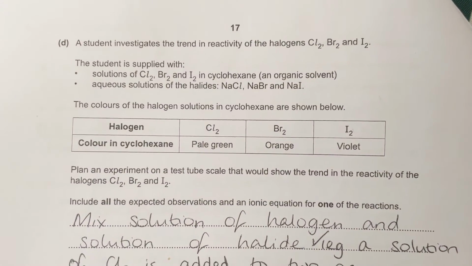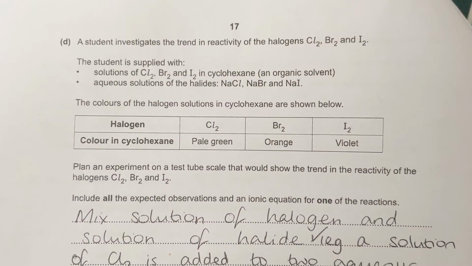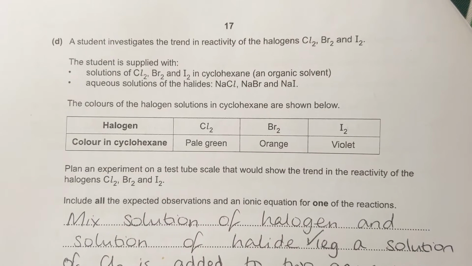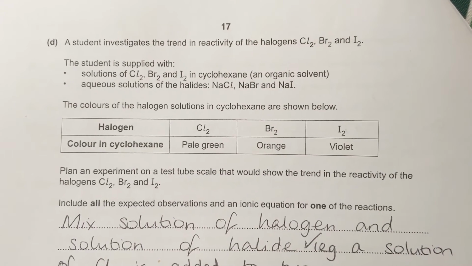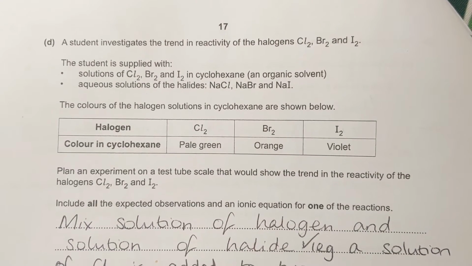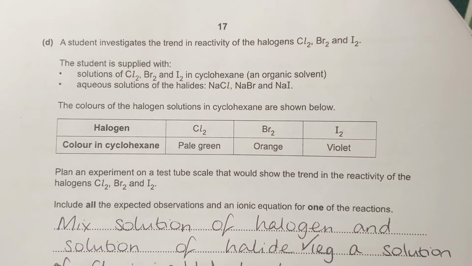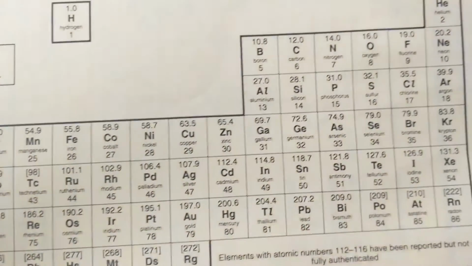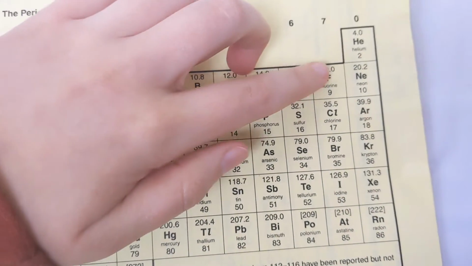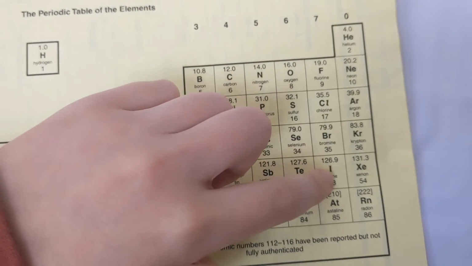Next question is about the trend in reactivity of the halogens. So this question is about halogen halide displacement, and we have to remember that a more reactive halogen will displace a less reactive halide from solution. And the reactivity trend in group 7 is most reactive at the top, going down to least reactive.